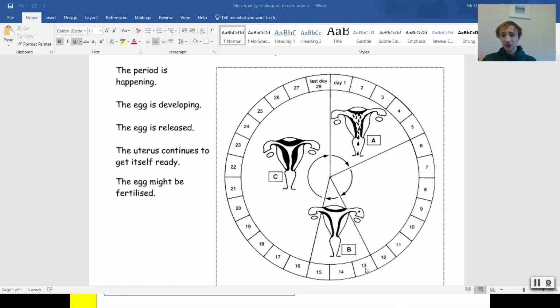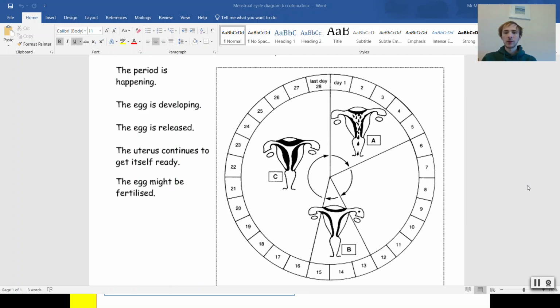The egg might be fertilized just a couple of days after that, because it dies 1 or 2 days after it's released. So it can only be fertilized 1 or 2 days afterwards. And then the uterus gets itself ready. It is from wherever you decide the egg might be fertilized all the way around to day 28. And at day 28, the body realizes, if you like, that there's not going to be a fertilization, and we lose this lining. So even long after the egg has died, we continue to keep the lining, just in case. It takes some time for that signal to get through.